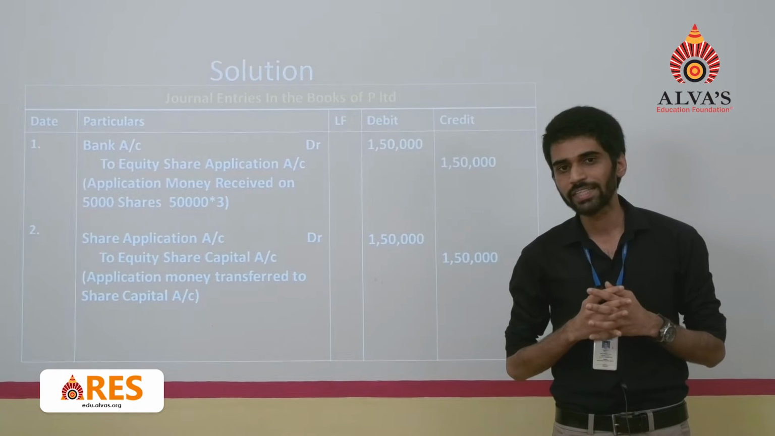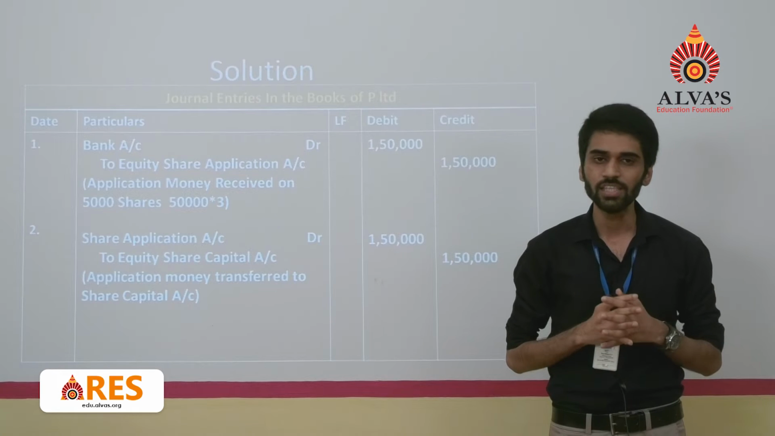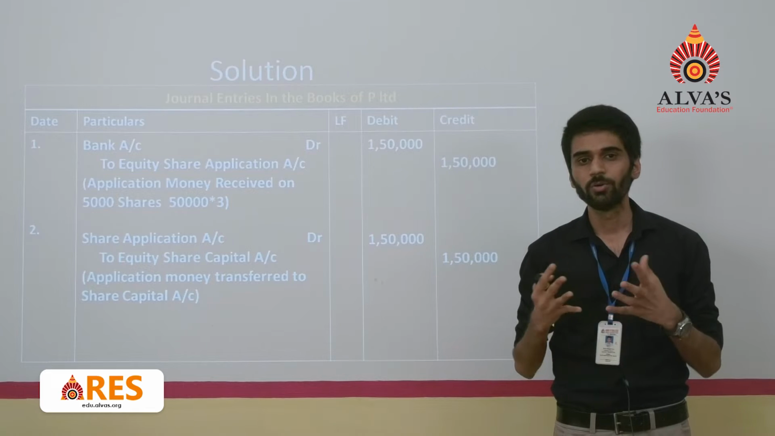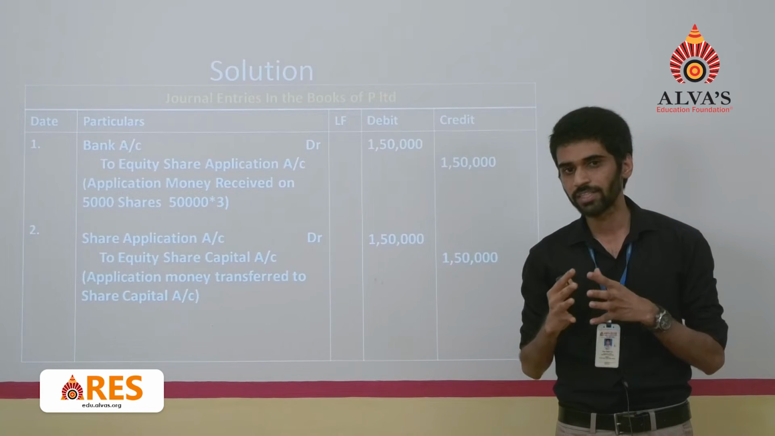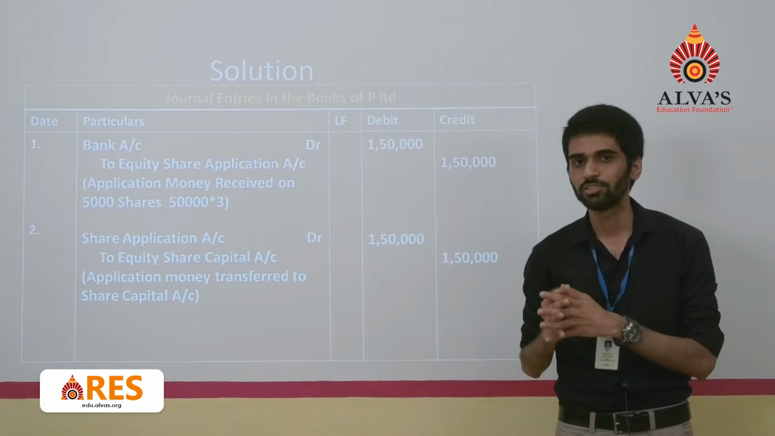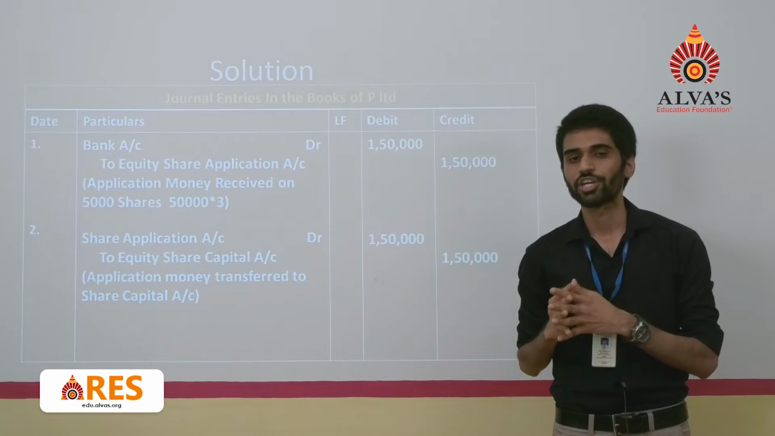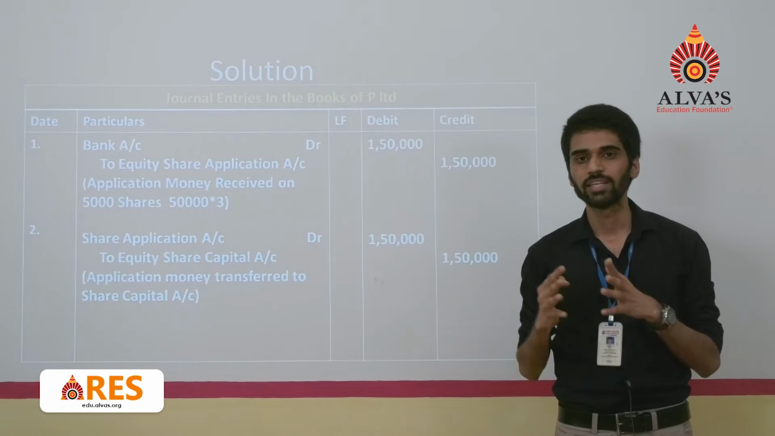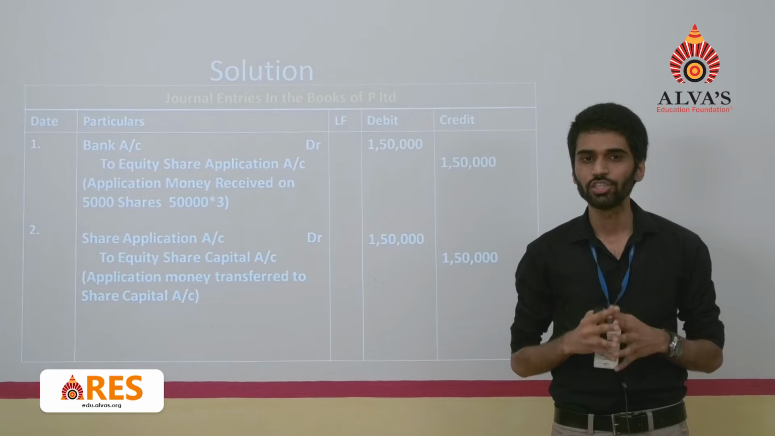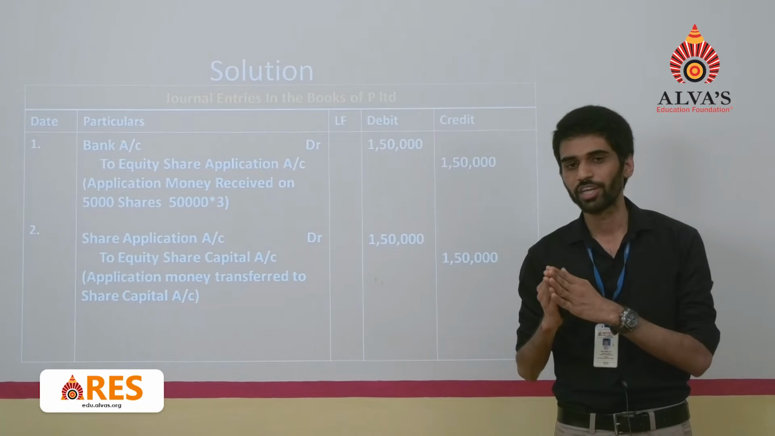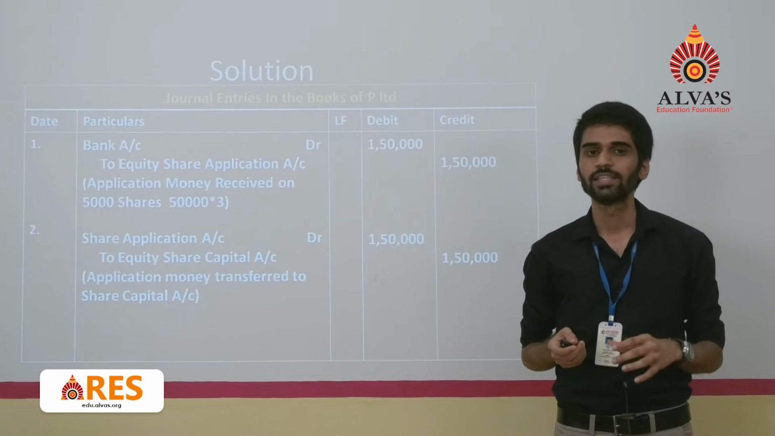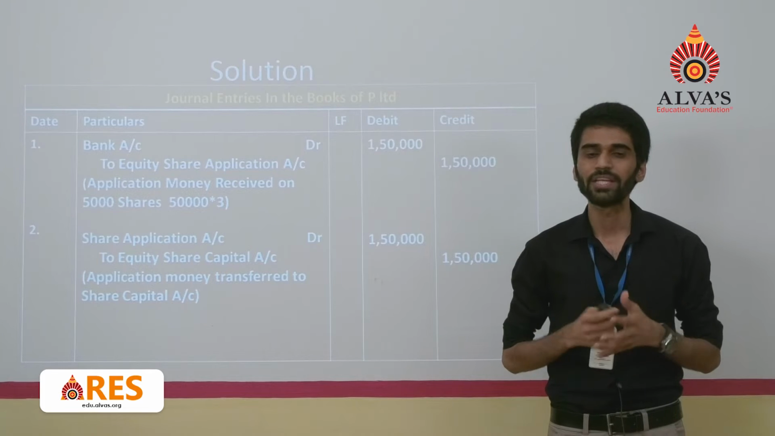What is the purpose of collecting the application money? To increase the share capital. Share application money is a temporary account that has to be eliminated. How is it eliminated? By transferring the application money to the share capital account. The entry for transfer is share application account debtor to share capital account, and the amount of the transaction is 1,50,000. Again you pass the narration: application money transferred to share capital account. So, here we have ended phase 1, that is stage 1 of issue of shares, the application stage.